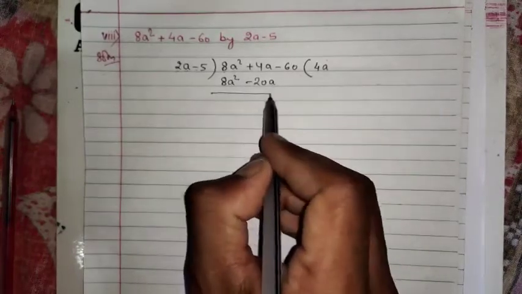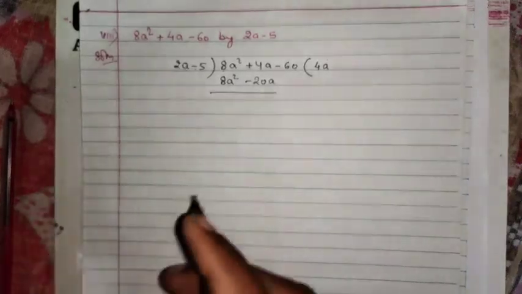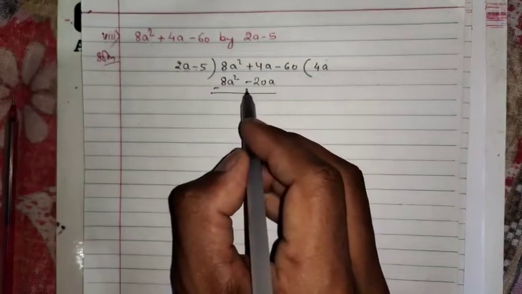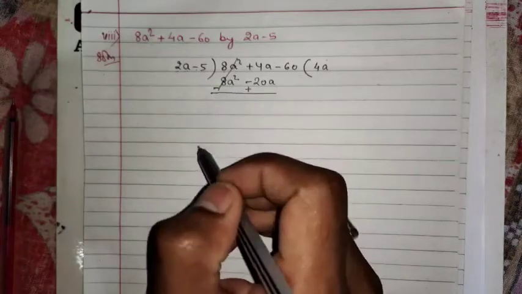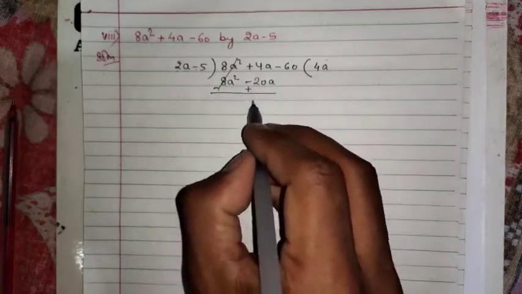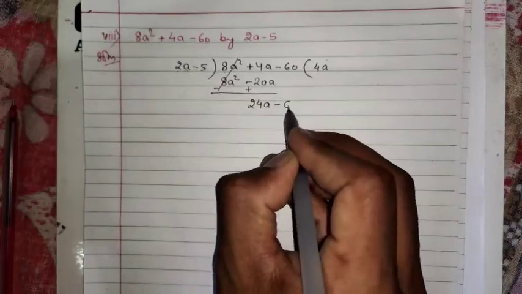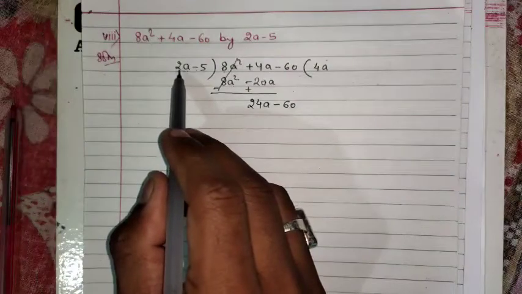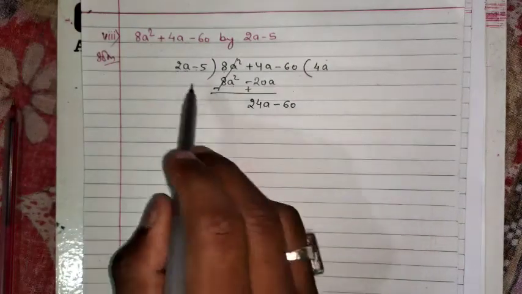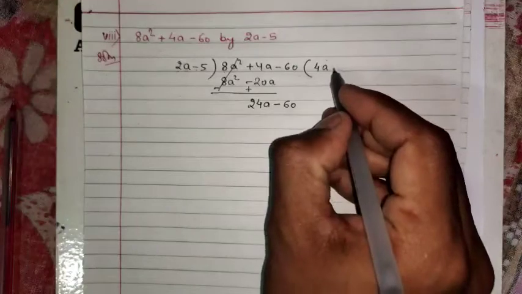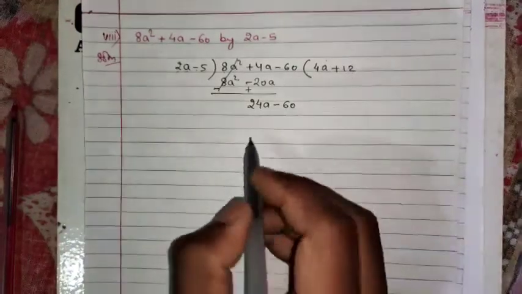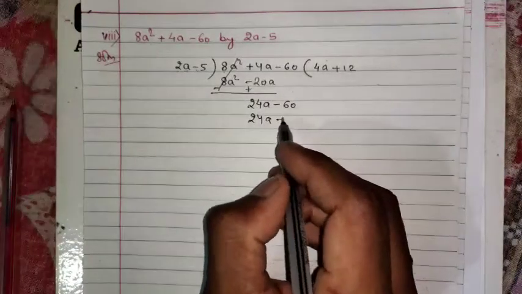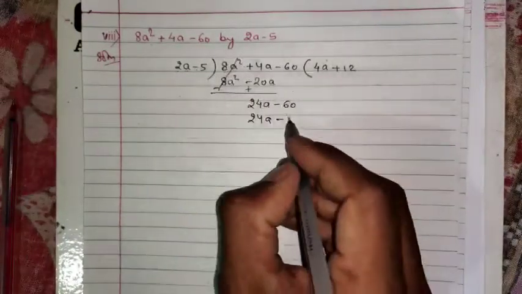Now in the next step we will subtract it. It means we will change the sign. This a is positive, it will become negative. This 20a is negative, it will become positive. This is cancelled. Now 4 plus 20, it is 24a minus 60. Now this 2a will be multiplied by what number to get 24a? 2 times 12 is 24, it means it will be multiplied by plus 12. It will become 24a. Minus into plus, minus 5 times 12, or 12 times 5, is 60.